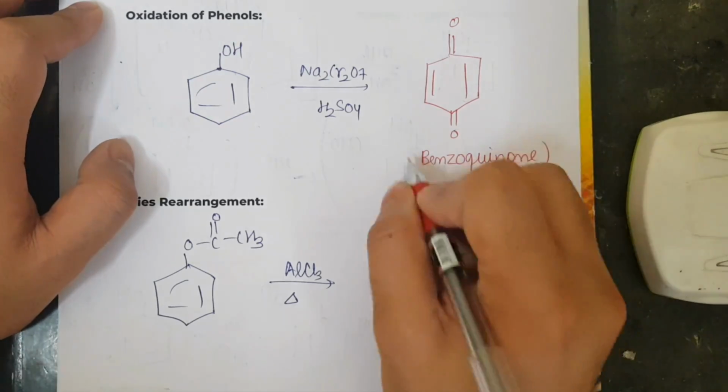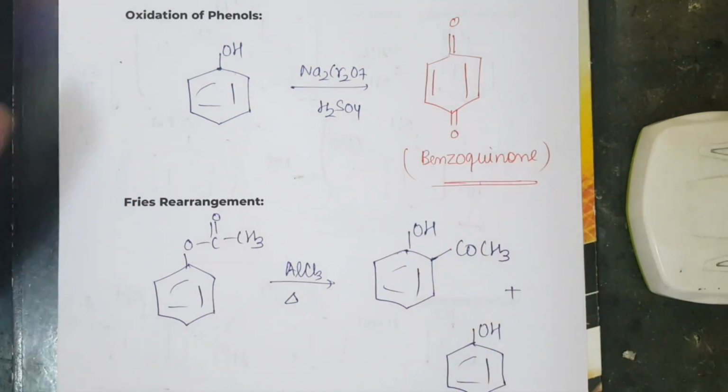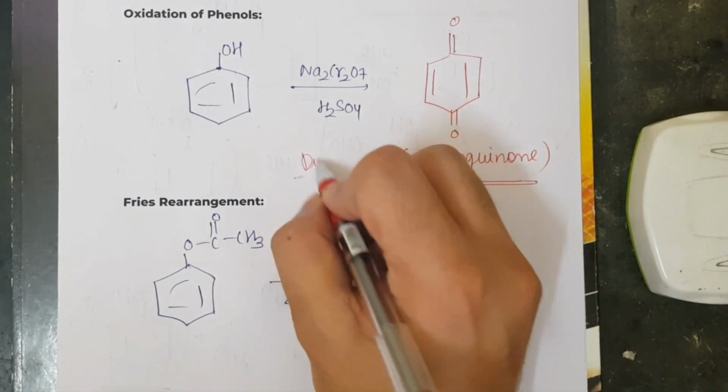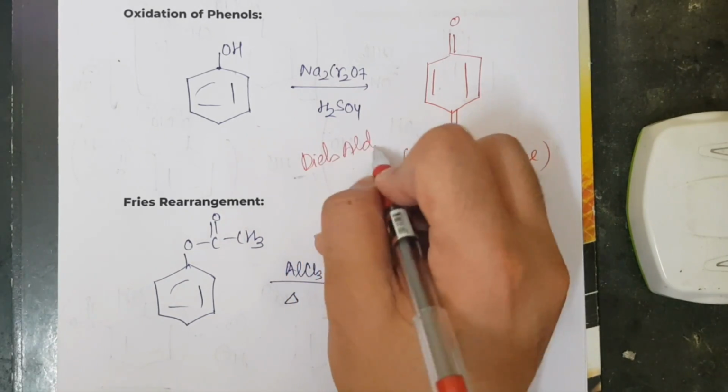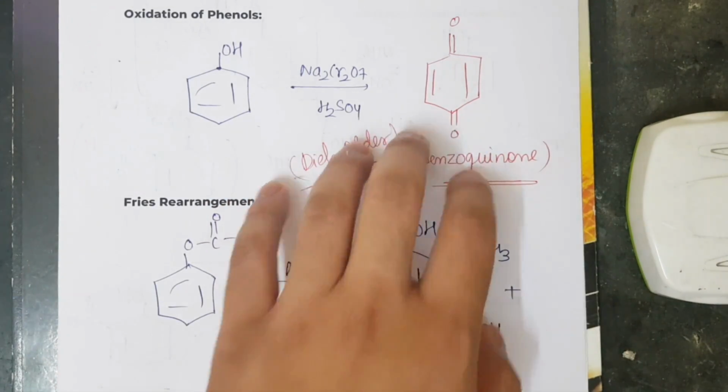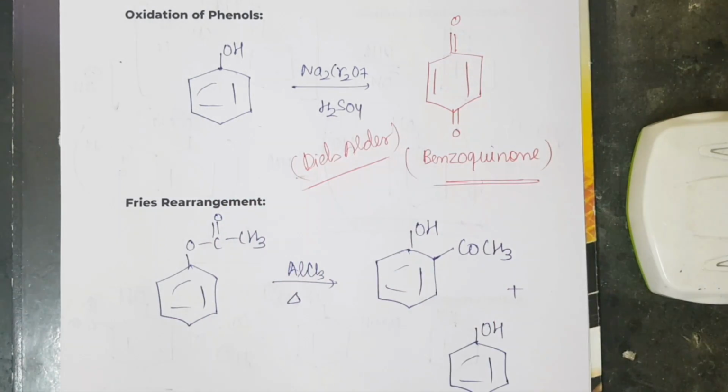Now the people who have been following me on the academy for the JEE Advanced level videos know that this compound is used in the Diels-Alder reaction as a dienophile. Very, very good dienophile it is. So it is used in the Diels-Alder reaction.